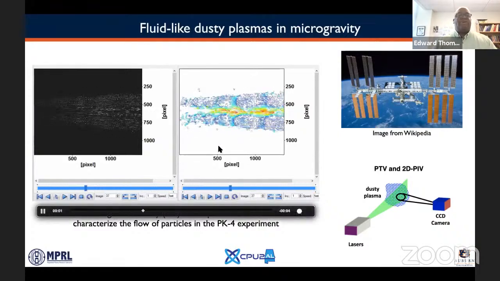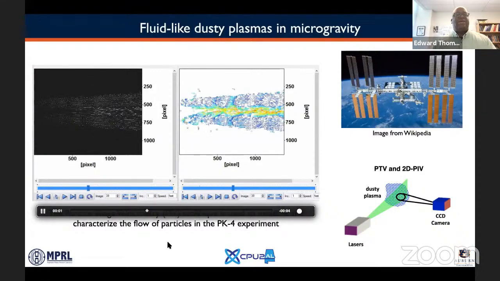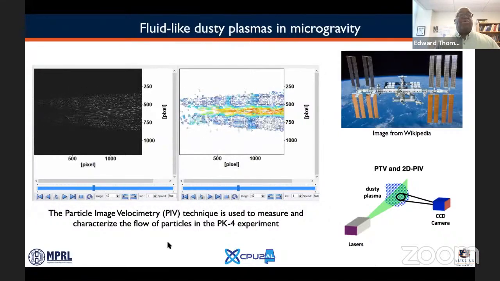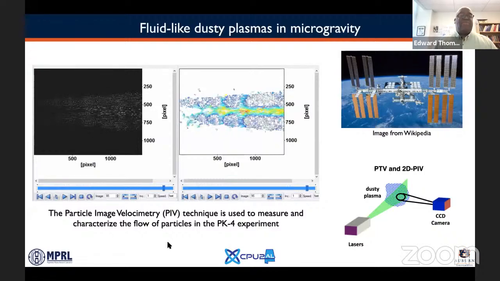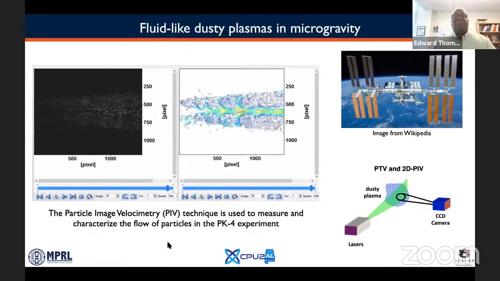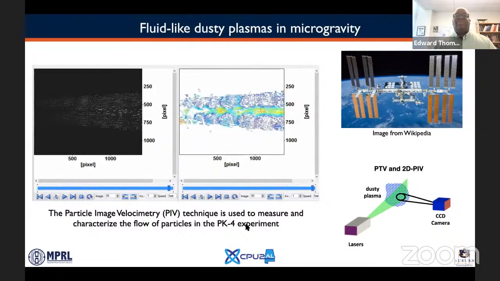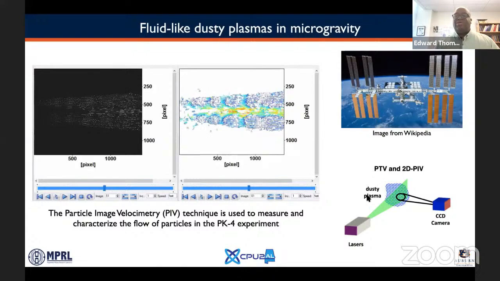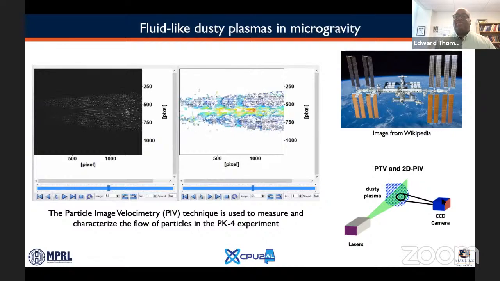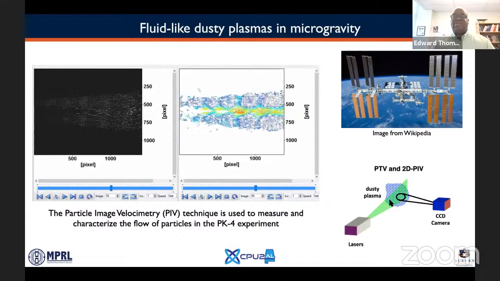This is some data from the calibration, the commissioning, of PK4 in space. What you're seeing on the left is an image of the particles that are being pushed by a laser in microgravity. On the right, using our analysis techniques, we reconstruct the velocity and the motion of those particles using a technique called particle image velocimetry, where we use a laser to light up the particles and a camera to record it. Then we have analysis techniques to measure the velocities.